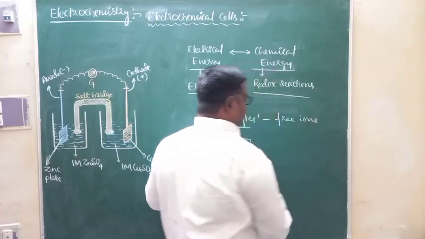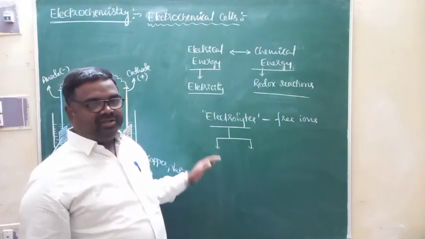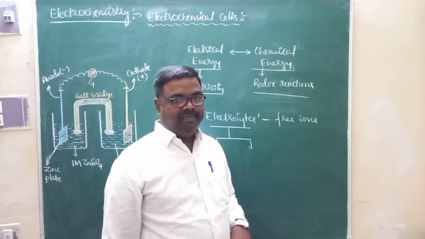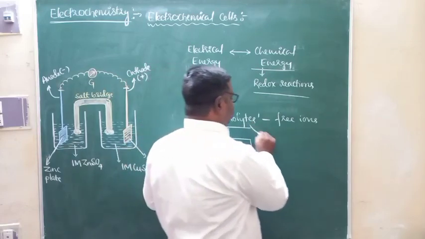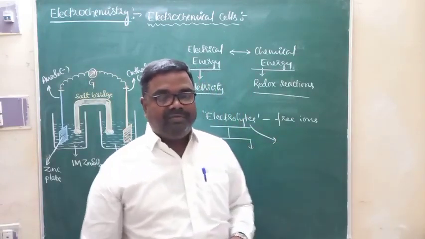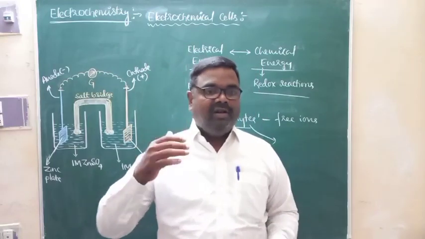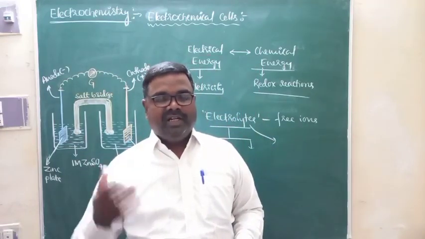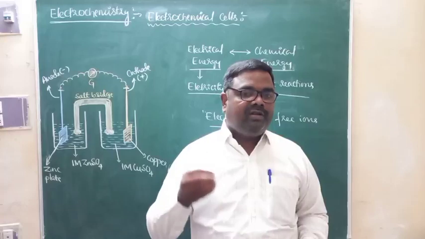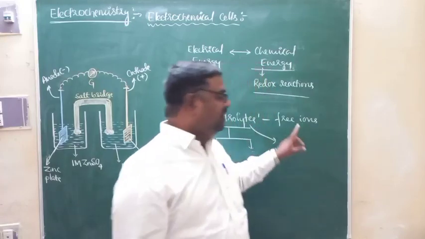These electrolytes are characterized by free ions in their solution or in molten state. What is the meaning of molten state? That is the melted form of the electrolyte. When a solid electrolyte is melted, that is what we call a molten electrolyte. Molten electrolyte is also characterized by free ions.